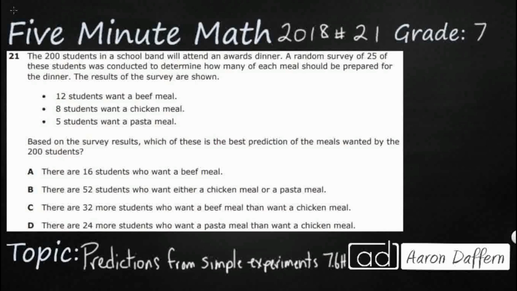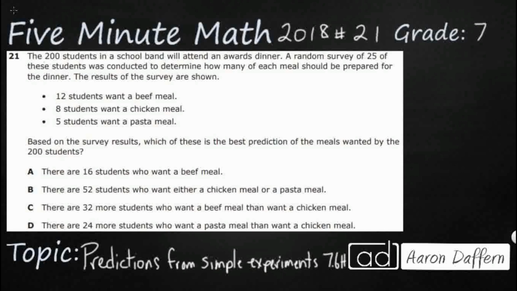Today we are looking at the 7th grade concept of predictions from simple experiments. This is standard 7.6H in the great state of Texas, and we are using item number 21 off the 2018 released STAAR test. If you have not done so already, please go ahead and take a moment to pause the video, work this problem out on your own, unpause it, and then we will look at our answers together.